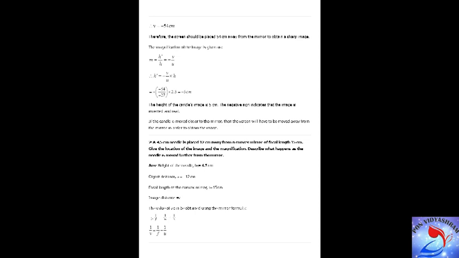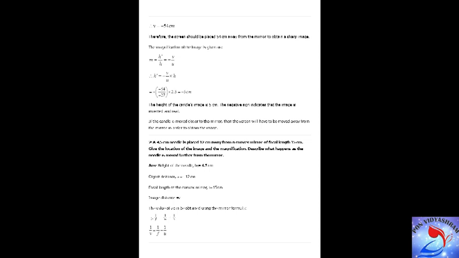Now the next one, they have asked the nature and size of the image also. For this we have to use the magnification of the mirror. Again, the magnification formula, we know, is m is equal to h dash by h is equal to minus v by u. Image distance we have found, object distance is given, h, that is the object's height, is also given, and we need to find h dash.